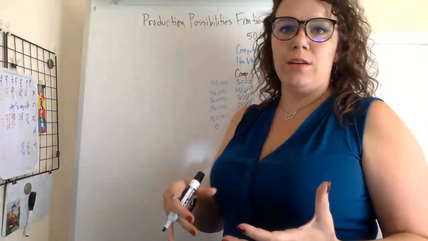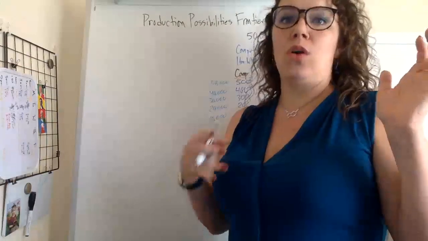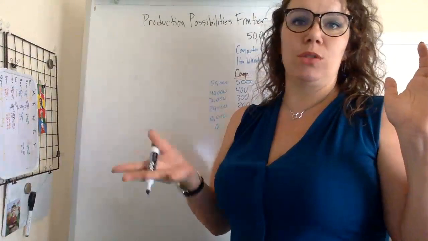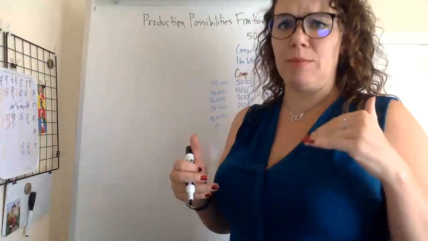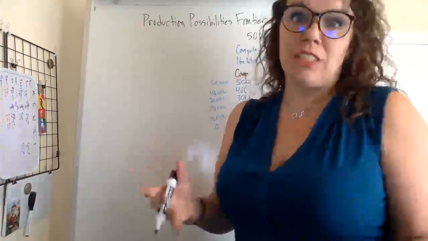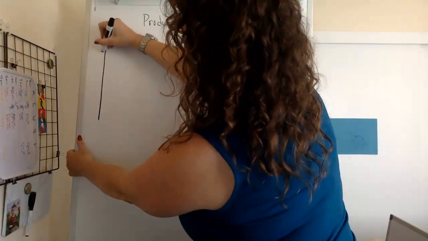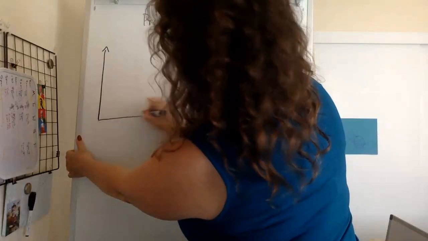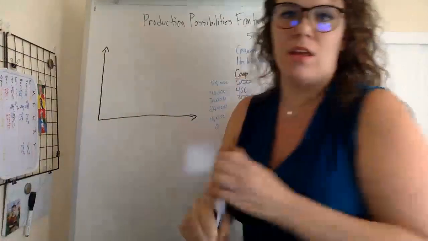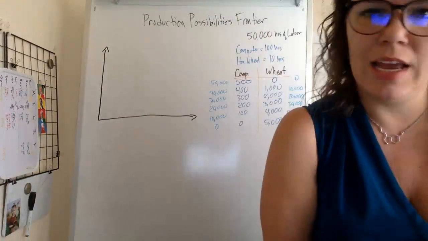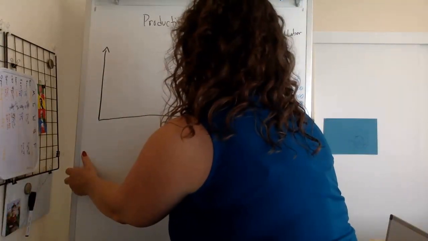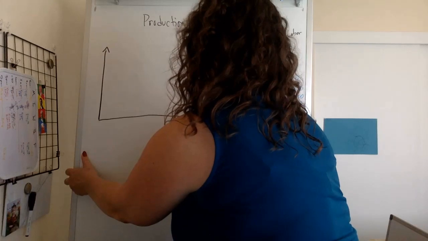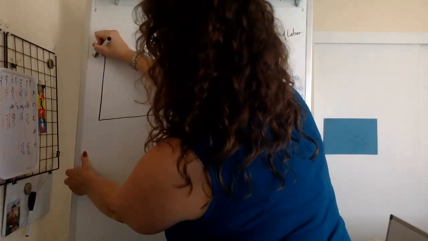For this point, it doesn't matter whether it's wheat on the x-axis or the y-axis, or computers on the x-axis or the y-axis. When we do look at trade in chapter 3, it is going to matter, just that you're consistent. So let's go ahead and build this production possibilities frontier. I'm going to copy the textbook and the slides and put computers down here, and wheat up here.